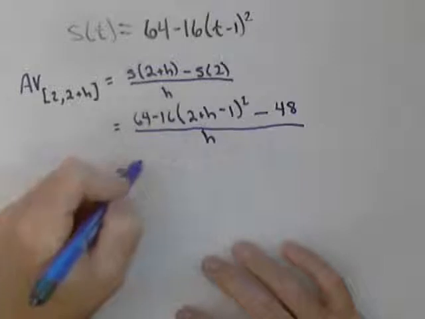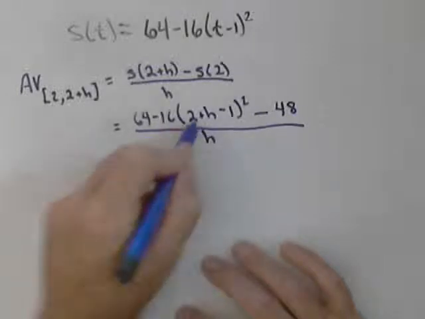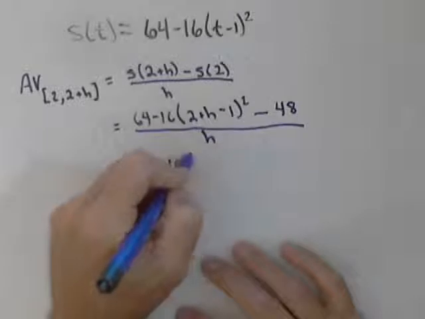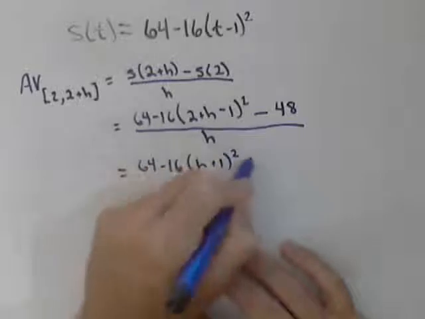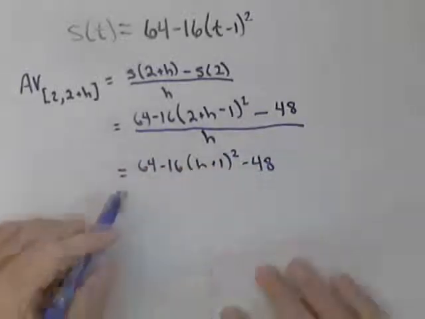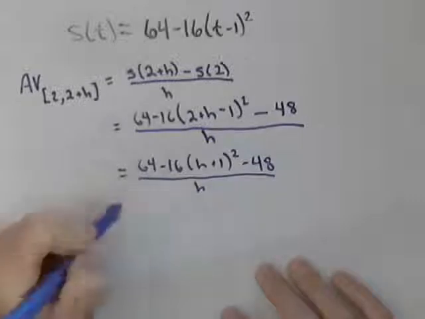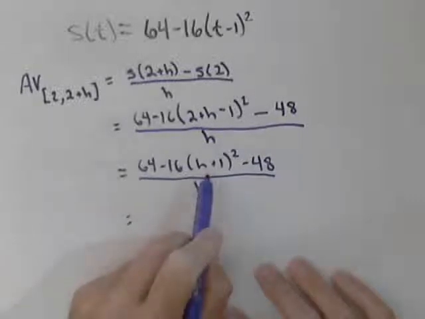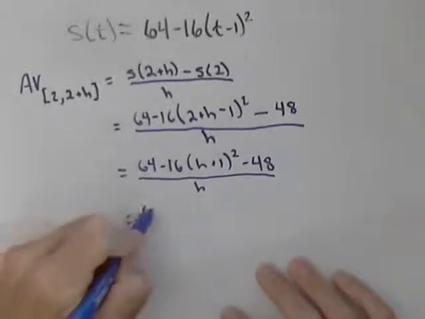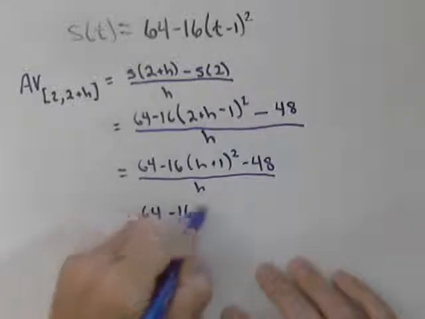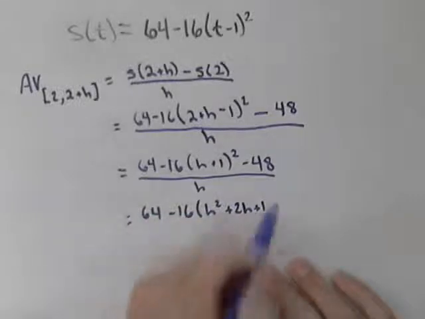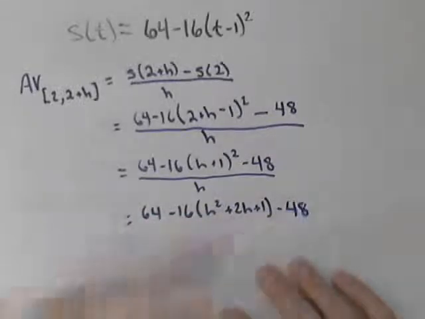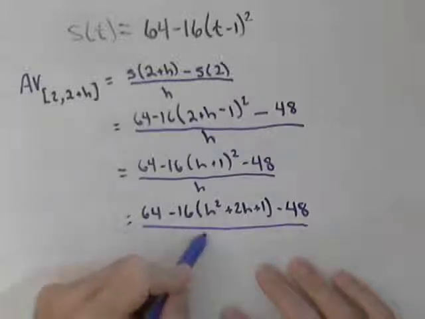So first thing we're going to do, we have 64 minus 16. The 2 minus the 1 is going to give us a 1. So in here we have H plus 1, the quantity squared, minus 48 all over H. Now this is not H squared plus 1 squared. It needs to be FOILed out. It's H plus 1 times H plus 1. So we're going to have 64 minus 16 times H squared plus 2H plus 1, minus 48, all over H.